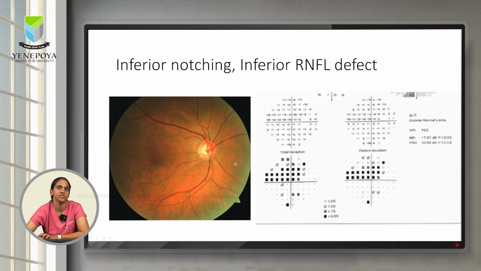Next, you can see inferior notching here, inferior RNFL defect here. Actually the RNFL defect is not as obvious as in the previous pictures, but it's still there right here. And look at the pattern standard deviation, pattern deviation, full. Anderson's criteria definitely fulfilled. GHT outside normal limits, your mean deviation index p less than 0.5, not just less than 5, less than 0.5. And of course visual field index is also something that we look at, but the better indices are your mean deviation and your pattern standard deviation.